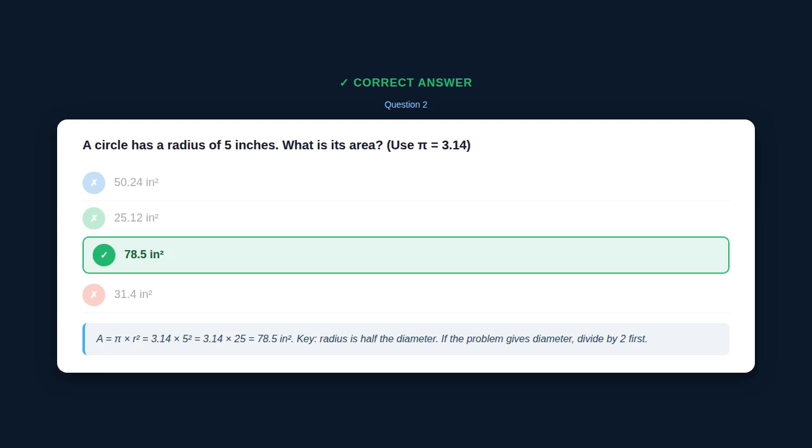A equals pi times r squared equals 3.14 times 5 squared is equal to 3.14 times 25 equals 78.5 in squared. Key: radius is half the diameter. If the problem gives diameter, divide by 2 first.